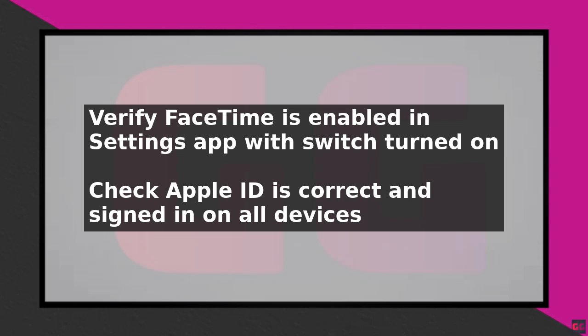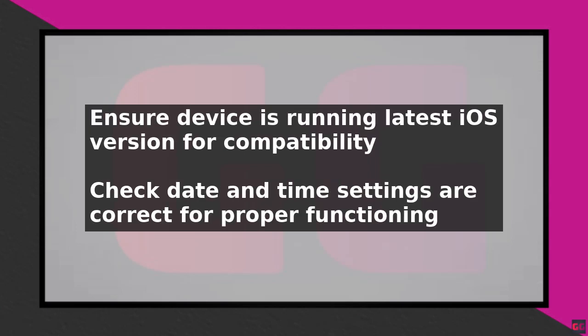Ensure that your device is running the latest version of iOS by going to the Settings app, then tapping on General, and selecting Software Update. Additionally, check that your date and time settings are correct, as incorrect settings can cause issues with FaceTime activation. You can do this by going to the Settings app, then tapping on General, and selecting Date and Time.